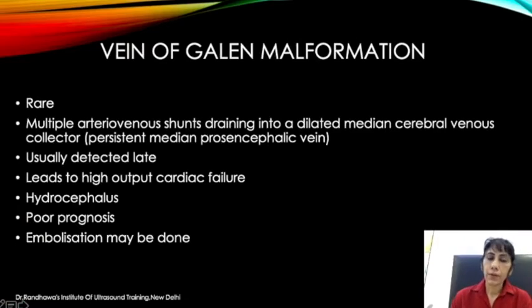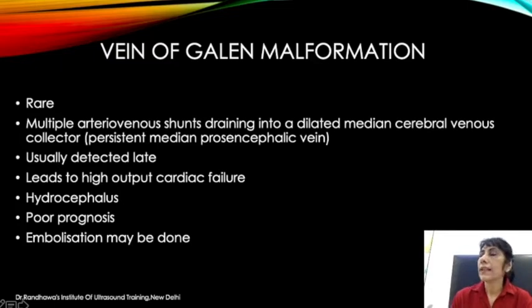Now, I've already told you it's a rare disorder, and two names are given, vein of Galen malformation or vein of Galen aneurysm. Why are these two names given? Because actually it is a malformation of arteriovenous type, right? It's an arteriovenous malformation. So there are multiple arteriovenous shunts which will be draining into the median cerebral venous collector, and that is the persistent median prosencephalic vein.